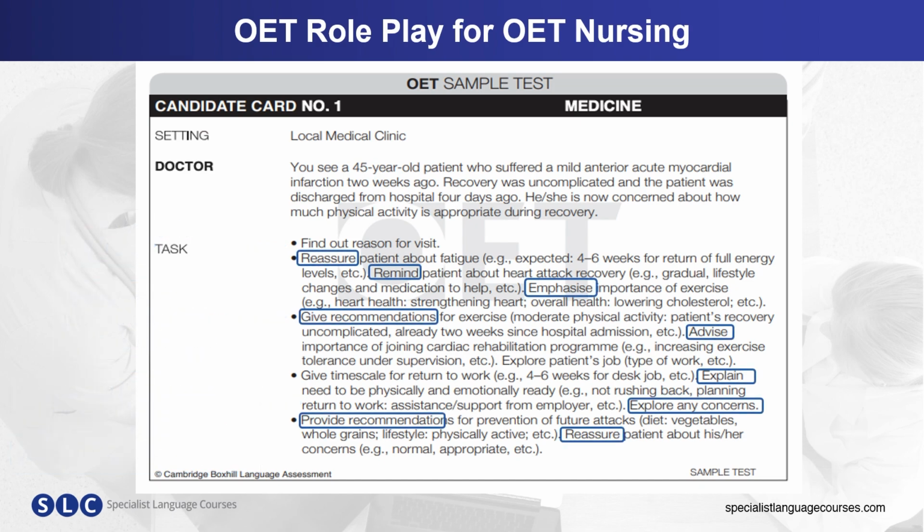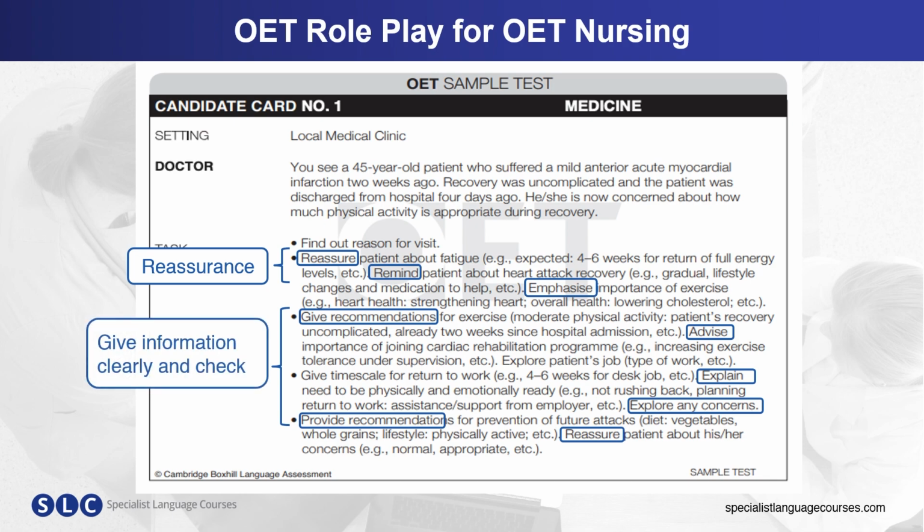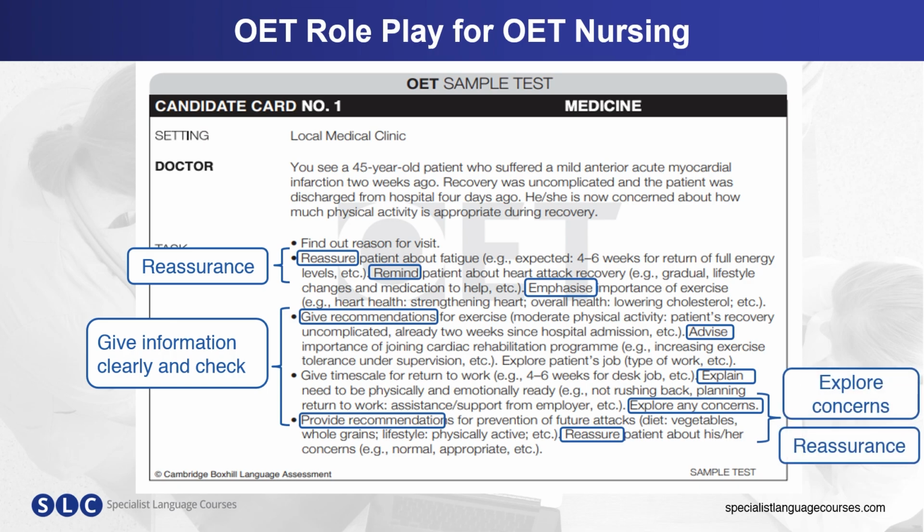And finally, predict the flow of the conversation. We can see the patient needs reassurance and is anxious about how much activity they should be doing. You have to provide a lot of information here, so make sure you give information very clearly and stop and check that the patient has understood. And then you need to explore their concerns and provide more reassurance.